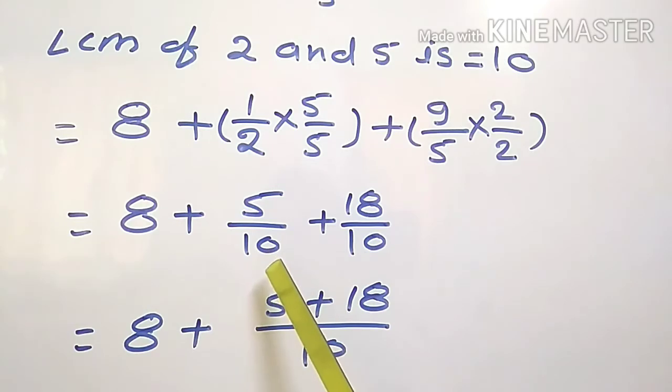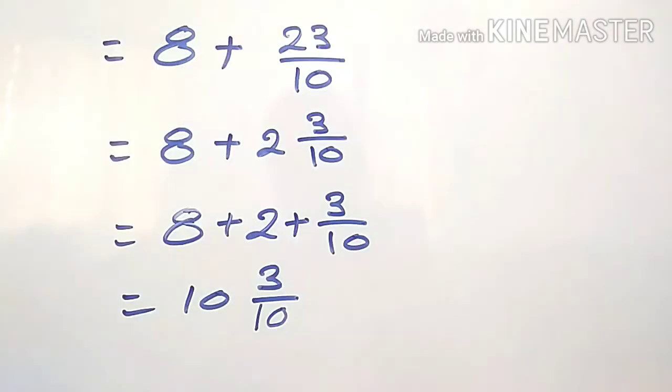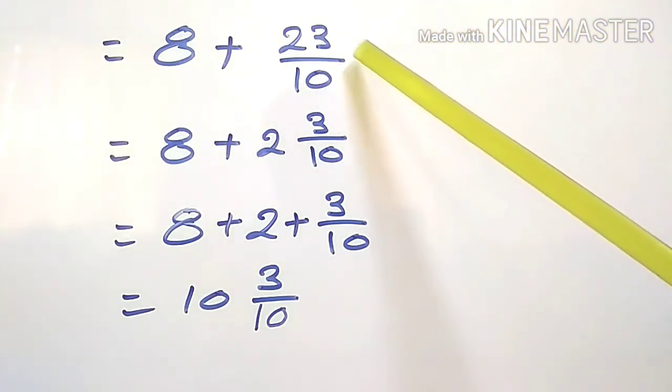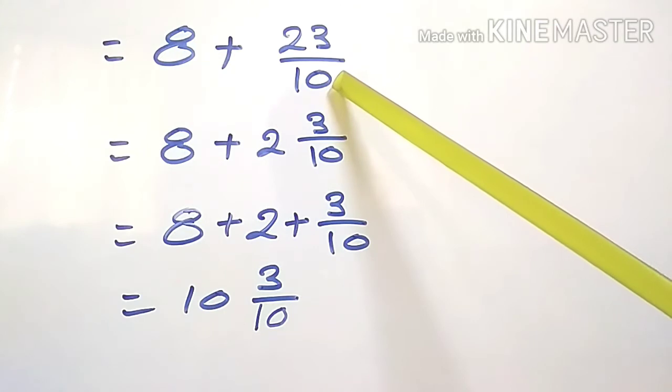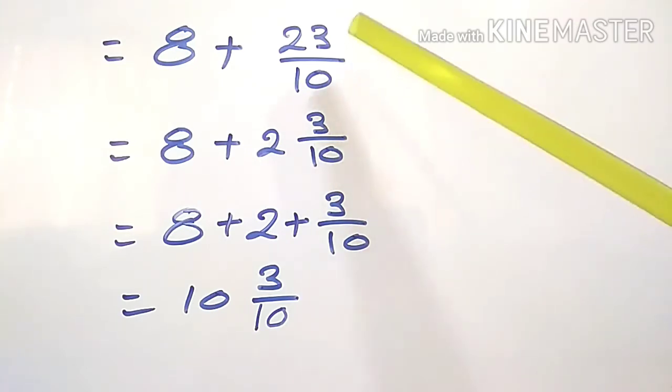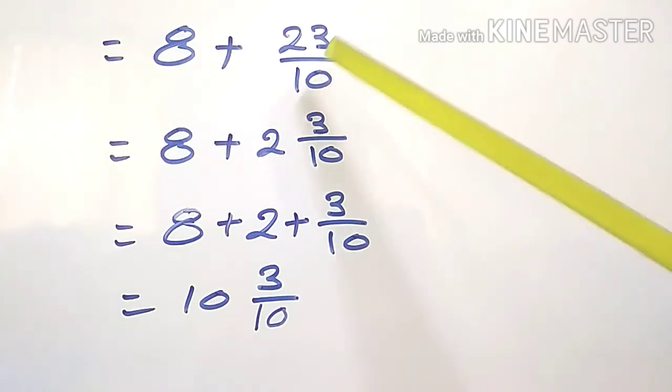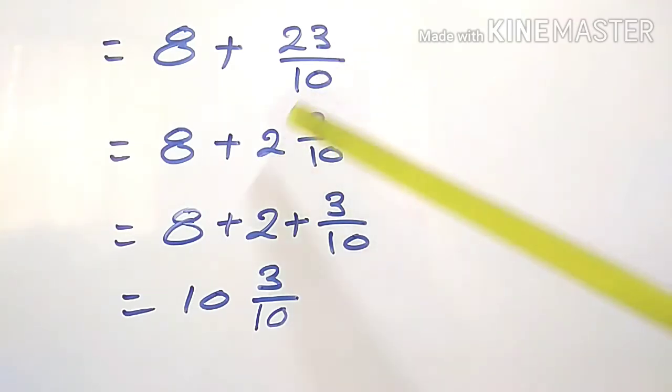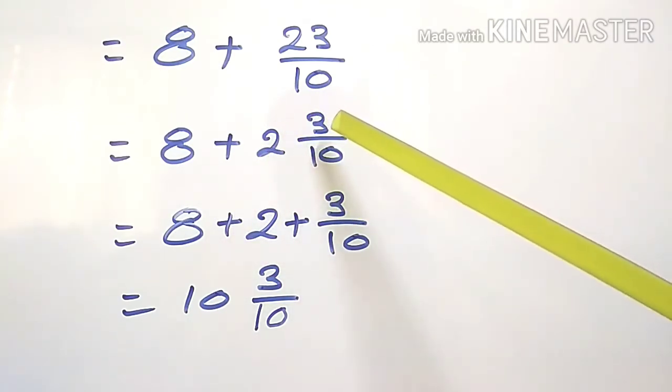So to add the like fractions, write the common denominator 10 and add the numerators. 5 plus 18 is 23. So this 23 by 10 is an improper fraction. This can be written as 2 whole number 3 by 10. When we divide the numerator 23 by 10, it gives quotient 2, remainder 3.